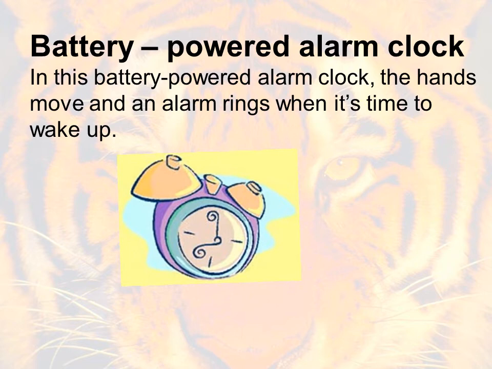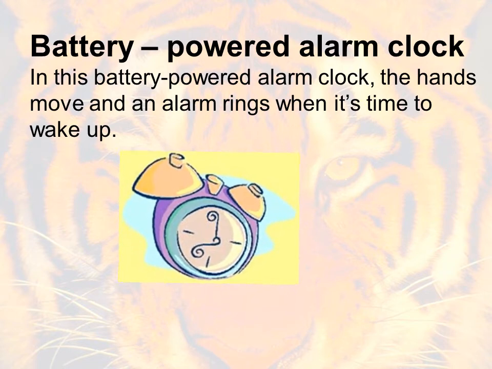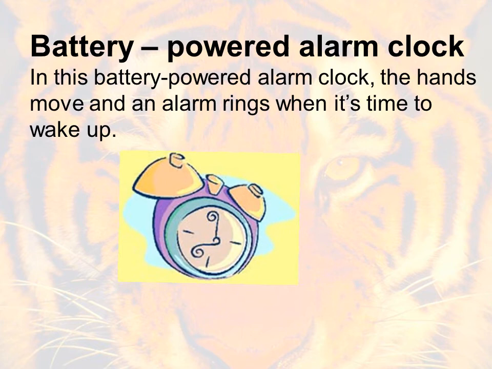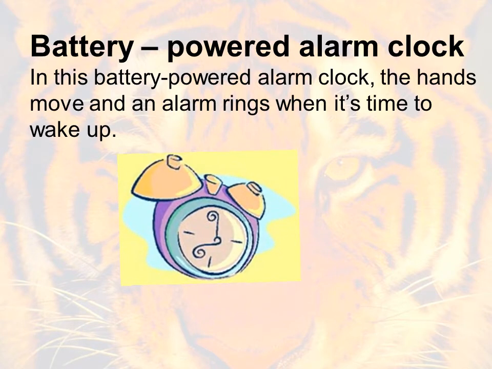Let's start with a popular example for something that's a little more complex. Let's think of a battery-powered alarm clock. In this battery-powered alarm clock, the hands move and an alarm rings when it's time to wake up. Now we're going to do a complex example here, but on your notes, go ahead and take some notes and think about what kind of energy transformation this may be. Now it's early on, so I'll definitely help you with this one as well.